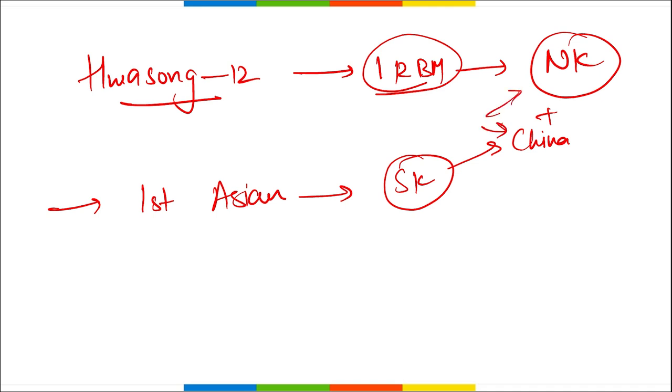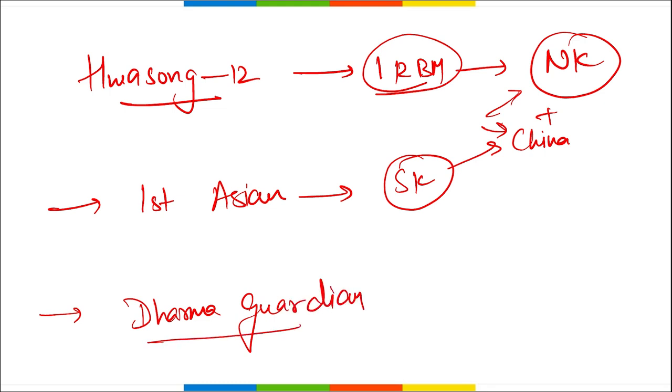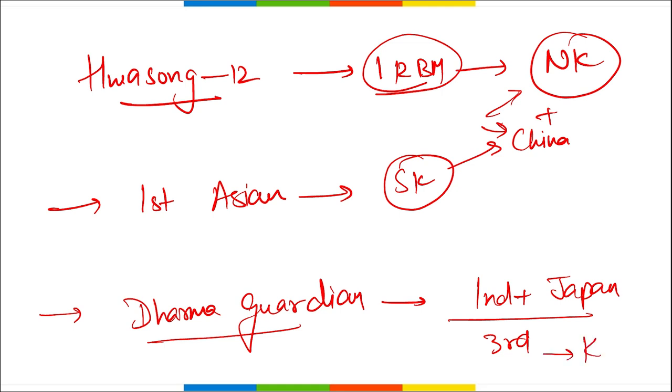Then if the question asked is Dharma Guardian, it was an exercise that was conducted between India and Japan. This was the third edition of this Dharma Guardian that was conducted between India and Japan, and the location where this was conducted is Karnataka.